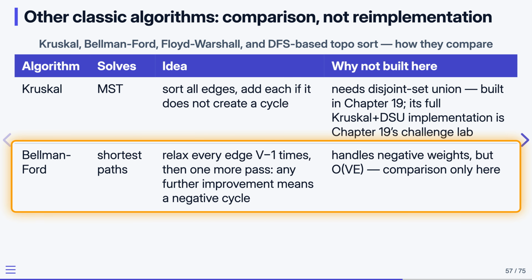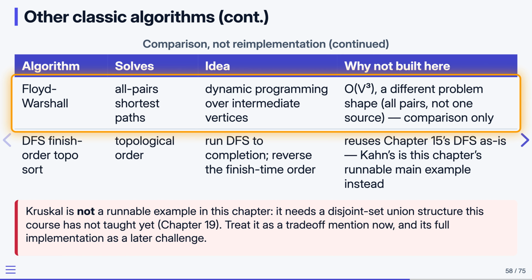Bellman-Ford finds shortest paths. It relaxes every edge, V-1 times. It handles negative weights, but it costs big O of V times E, so it is a comparison only here. Floyd-Warshall solves all pairs shortest paths using dynamic programming over intermediate vertices. We only compare it here because it is big O of V cubed and it is a different problem shape. All pairs, not one source.